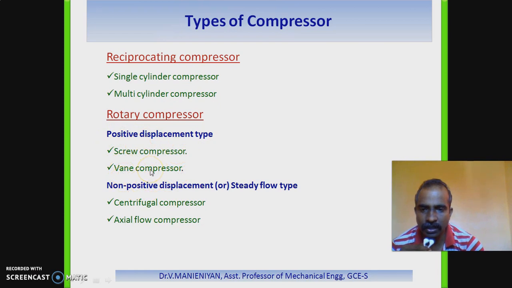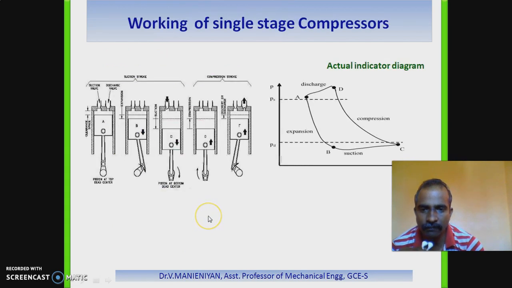Non-positive displacement compressors have a steady flow. There is a flow of gas without any disturbance, so a uniform flow is created.